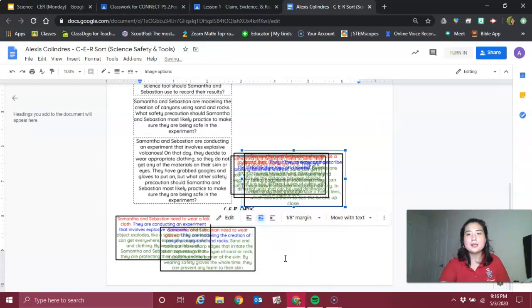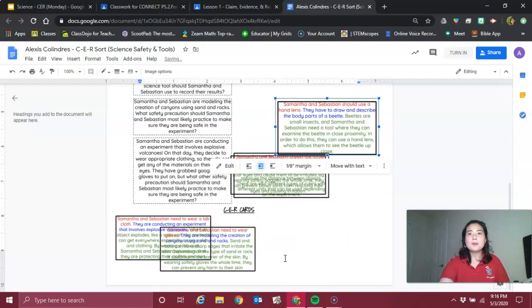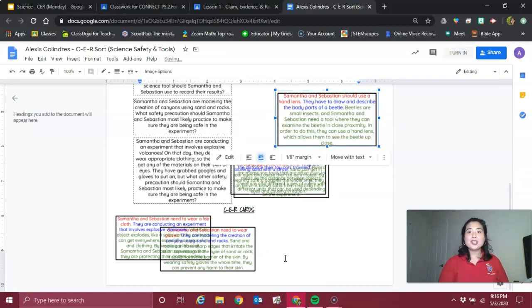Let me go to the next card. Samantha and Sebastian should use a hand lens. Well, I don't really know what a hand lens is, so I guess I should read the evidence. They have to draw and describe the body parts of a beetle. Well, my scenario card did say something about drawing and describing the body parts of a beetle, but I still don't know what a hand lens is.